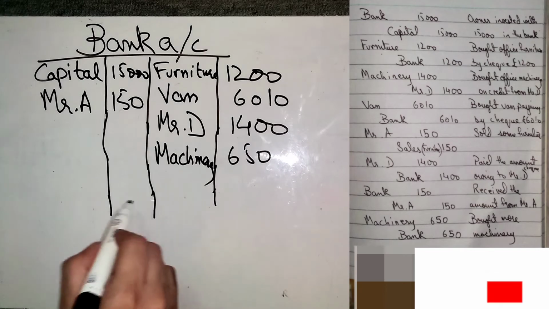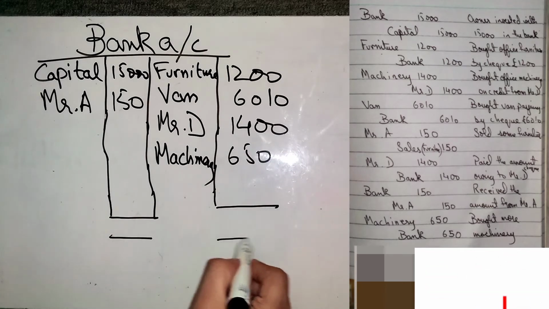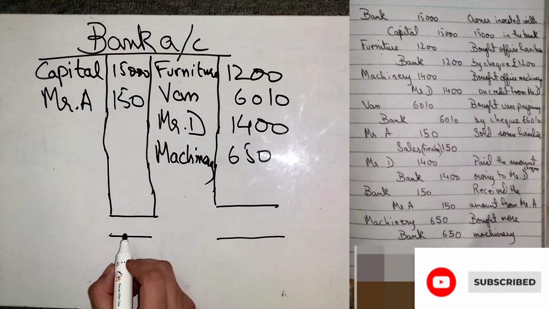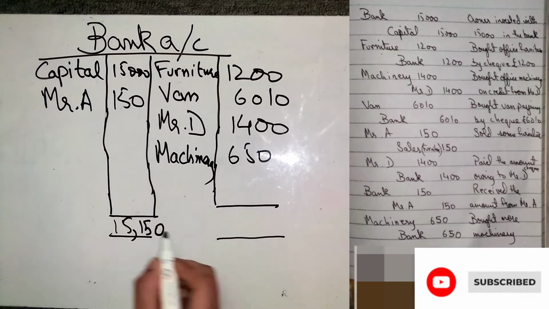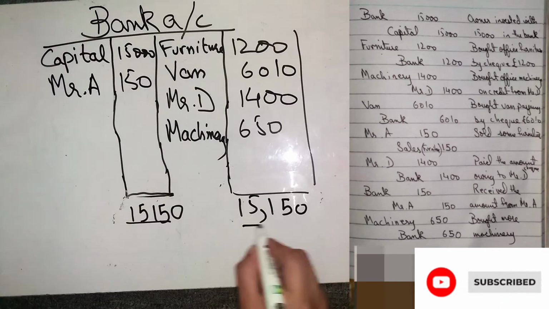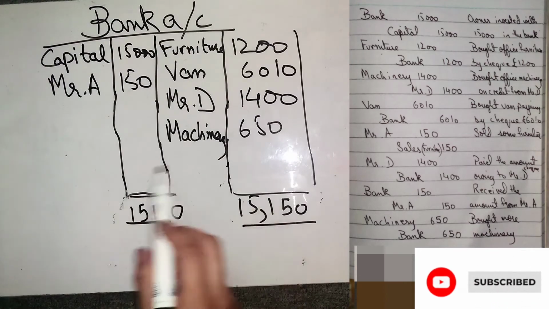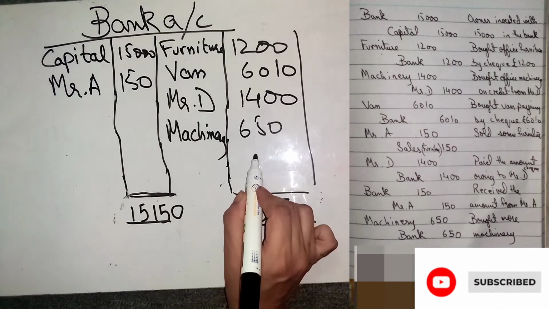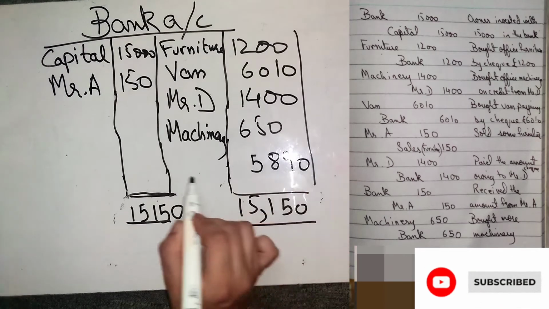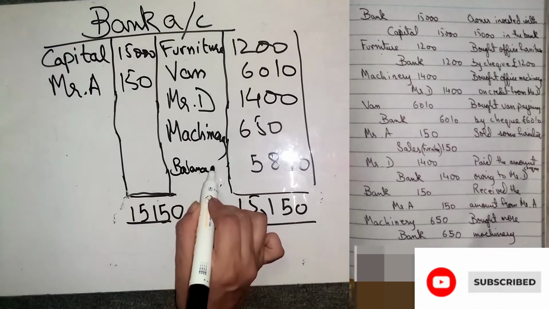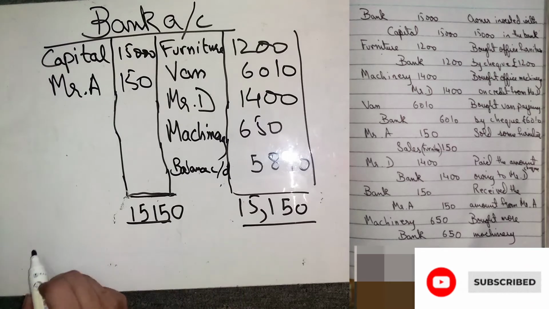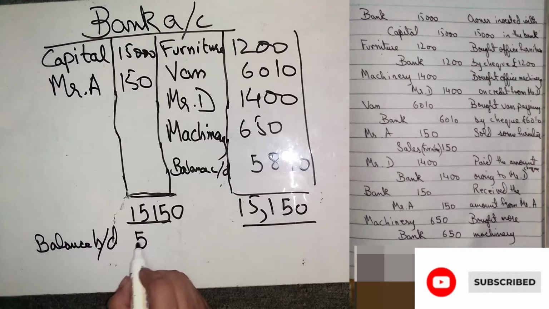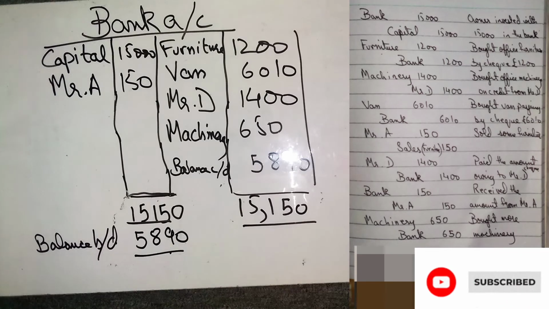Okay, now we will add this amount. This is going to be 15,150. Now we will add this and we will subtract it from the grand total, which is going to be 5890. This is considered to be balance carried down, and then we will write this amount on the opposite side as balance brought down. This is the amount we will carry on to the next year.